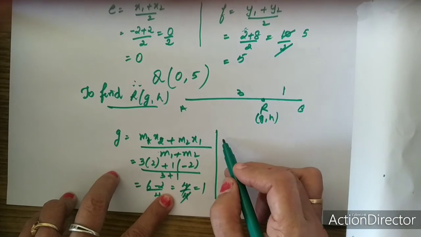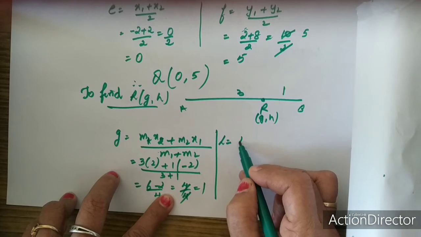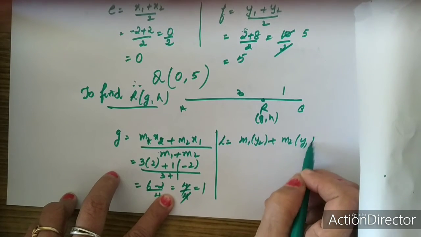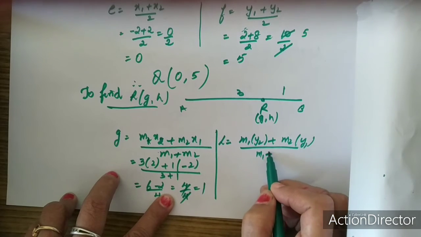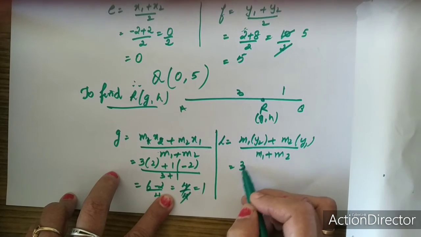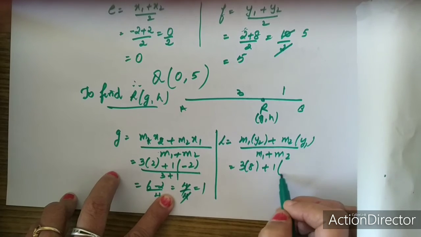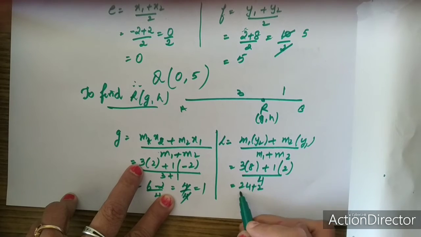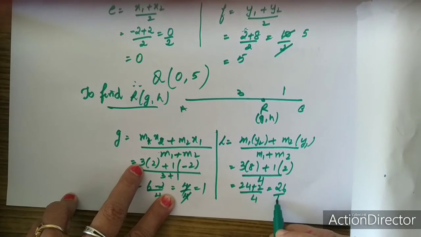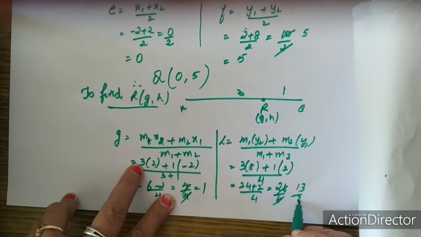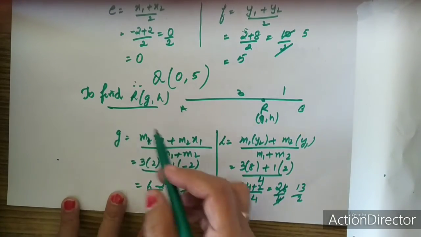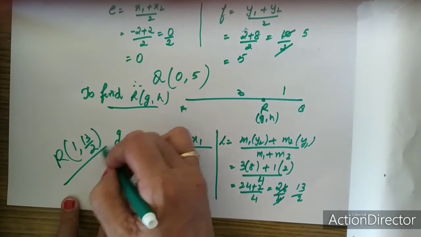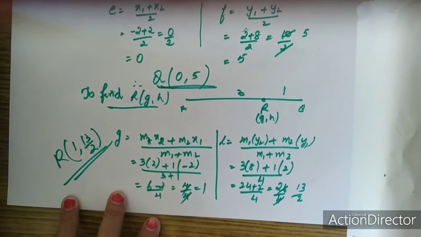Coming over here, H is equal to (M1 into Y2 plus M2 into Y1) divided by (M1 plus M2). So this is equal to 3 into 8 plus 1 into 2 by 4. This is equal to 24 plus 2 divided by 4, 26 by 4, which is equal to 13 upon 2. So my coordinates of R will be 1, 13 upon 2. So all the three coordinates I have got.